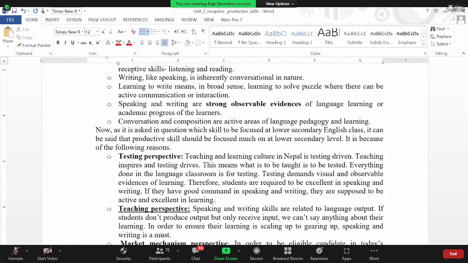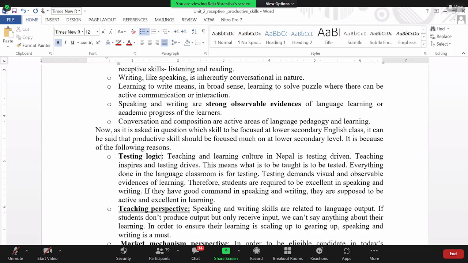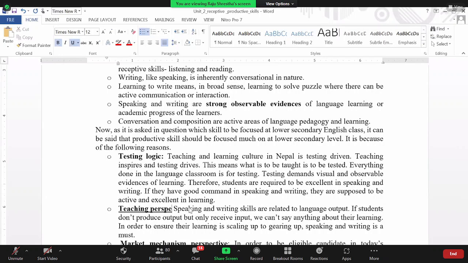So, because of this logic, we can say that productive skills should be focused on much. भनेर हामीले यो लजिक दिन सकिन्छ, एउटा टेस्टिङ लजिक. Okay, testing logic is one to support productive skill over receptive skill. Receptive is also important, but when we see from the testing perspective, testing logic, productive skills come to the front, अगाडि आउँछन् हैन. And what does teaching logic say, फेरि हेरौँ है त.